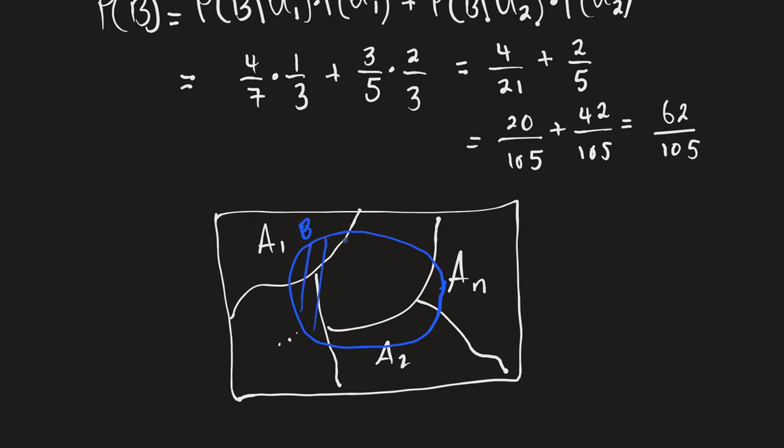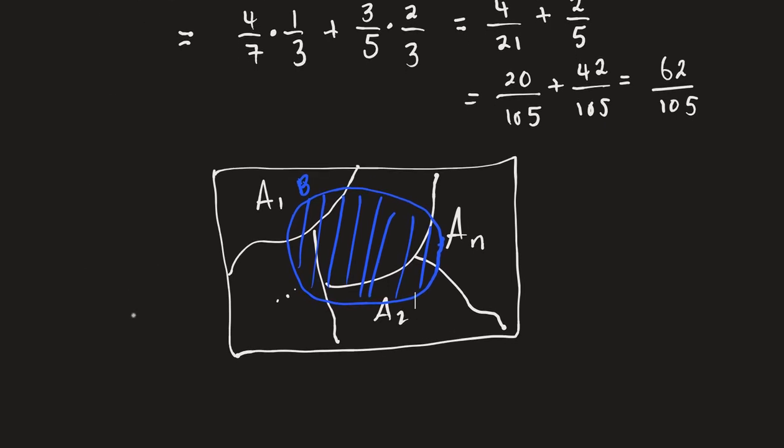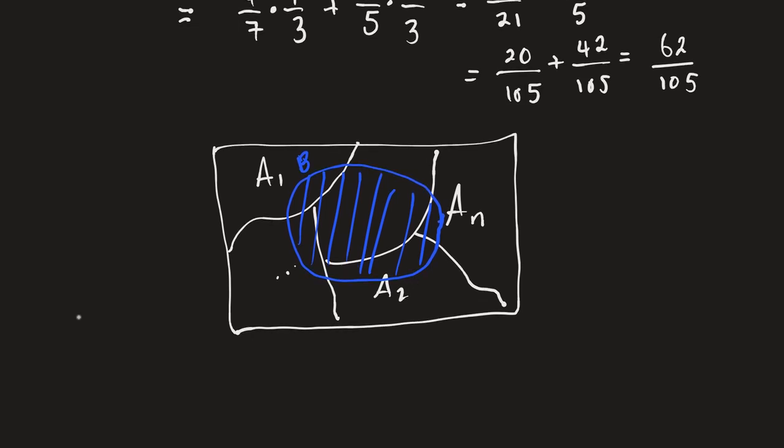Now, here is another very important question. And the question is this: if we know that B has occurred, so if B is known to occur, what is the likelihood that the elements came from A1? Or what is the likelihood that the elements came from A2 or AN or any of the A's?